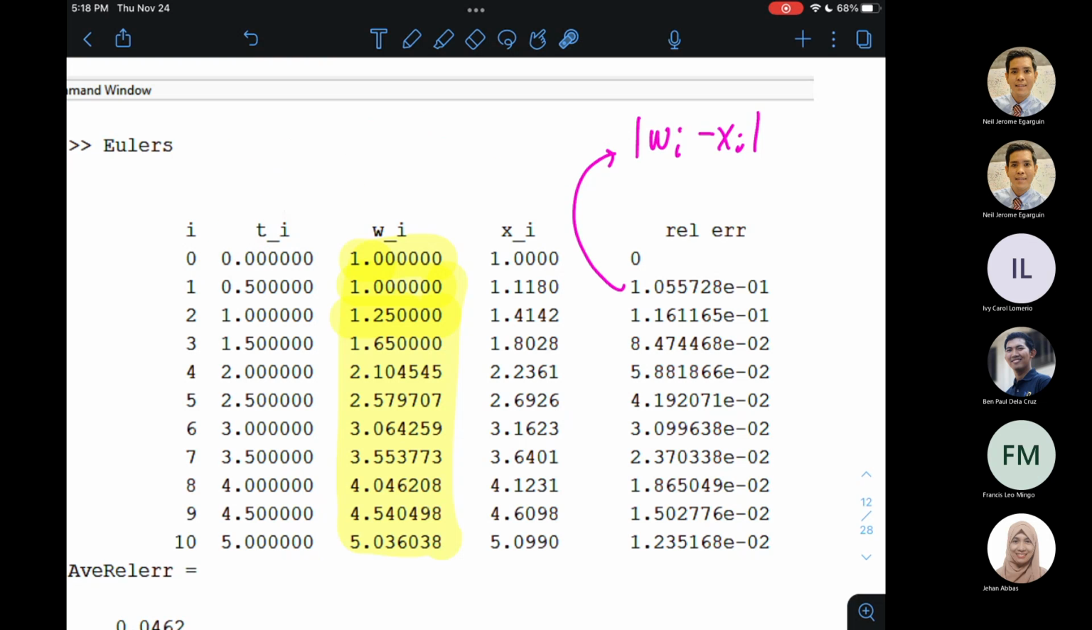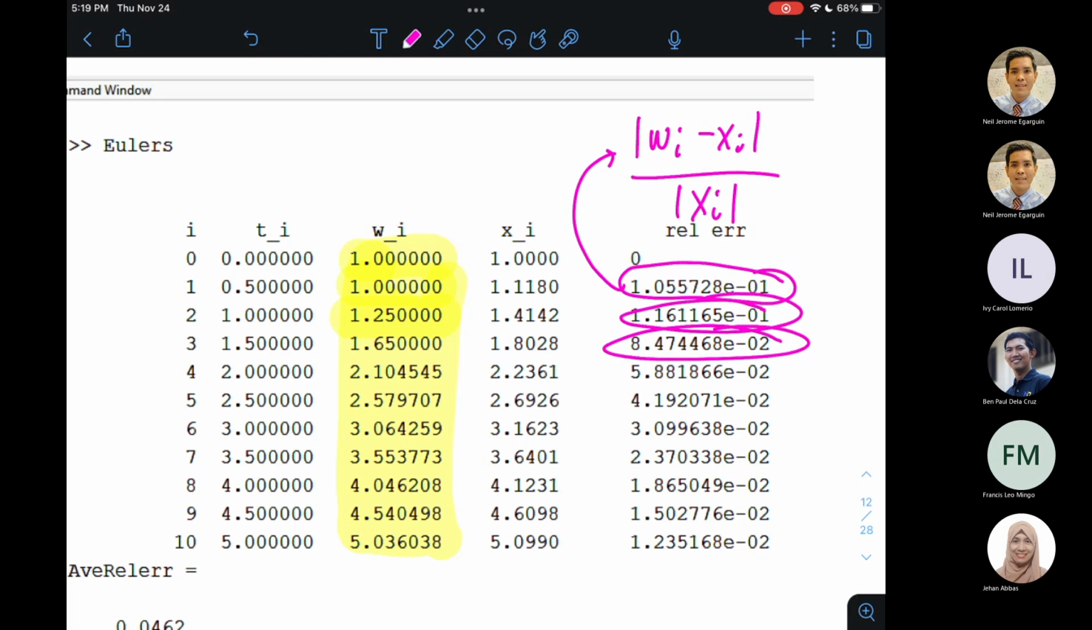Kasi siya yung difference lang ng estimate and the true value divided by the absolute value of the true value. Para this guy can be interpreted as, say, a 10% error. This is an 11% error. This is an 8.47% error. Kasi nga, relative error na siya.